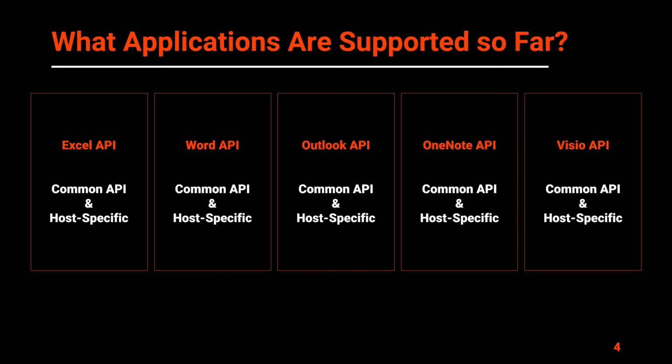So we have Excel, Word, Outlook, OneNote, and Visio. These all have something called the Common API, which is the API you can use across all of Office. And then we have a host-specific API, something that basically taps into that particular application's object model. These are the applications where we have both a host-specific API and a common API.